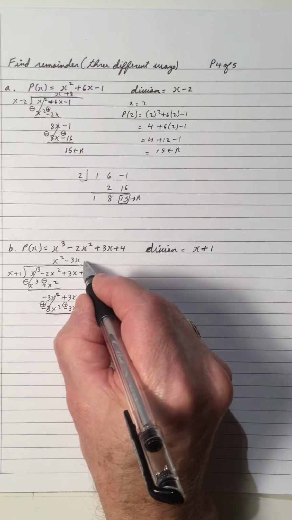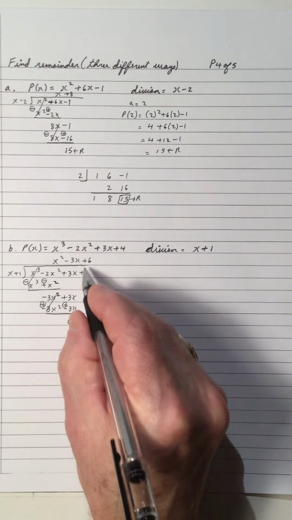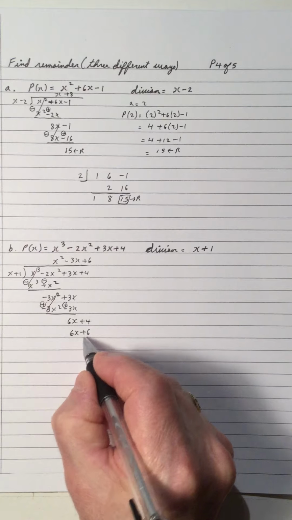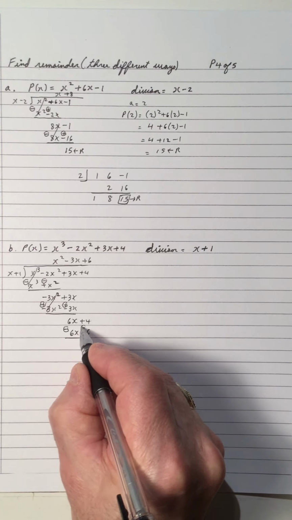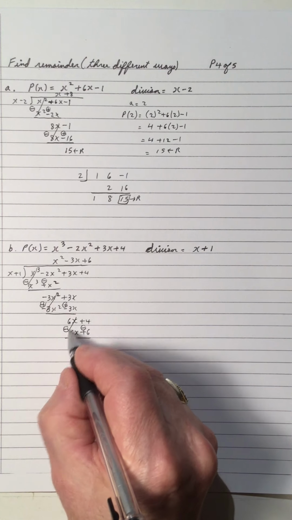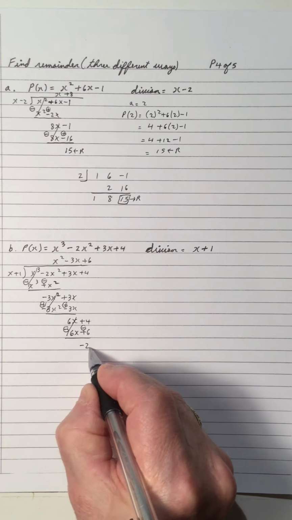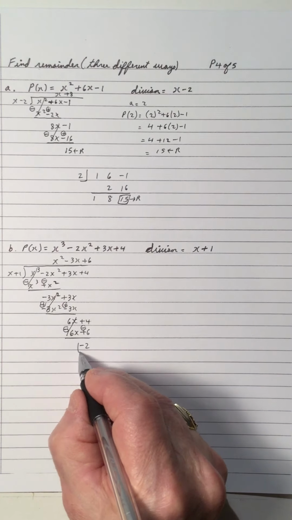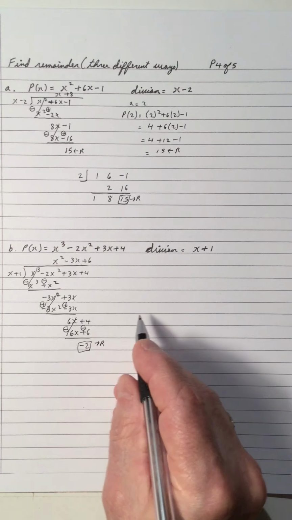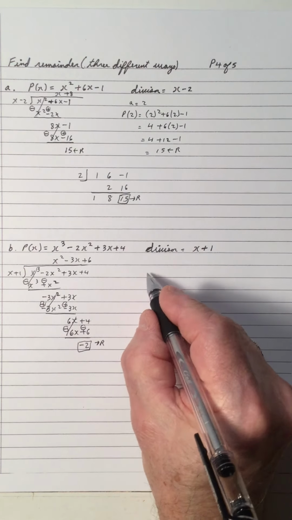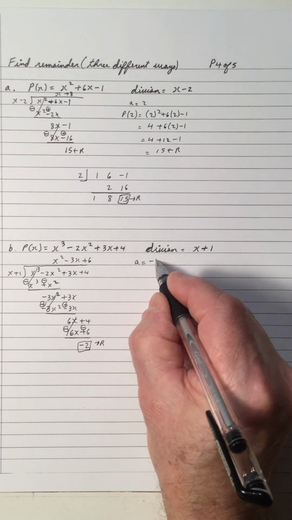x into 6x is plus 6. Multiply back. 6x. 6 times 1 is 6. That's a plus. You make it a minus. That's a plus. You make it a minus. Plus 6 minus 6 cancels. 4 subtract 6 is negative 2. So again, this is your remainder when you do the long division. And so let's see what a is. a is negative 1.